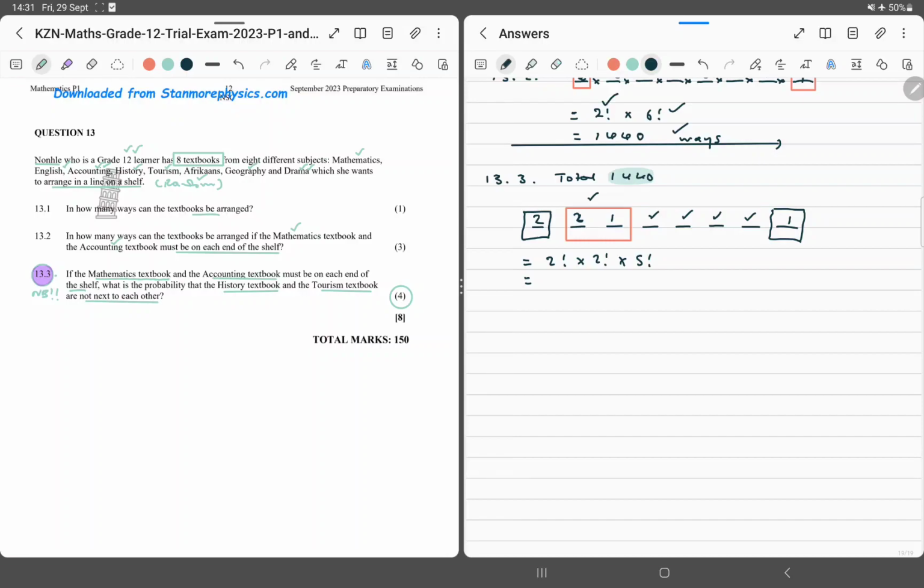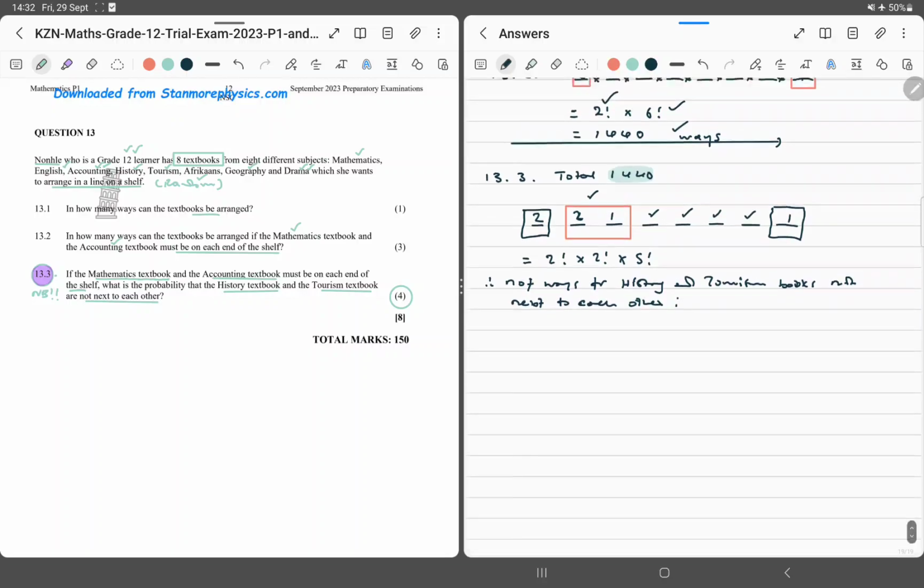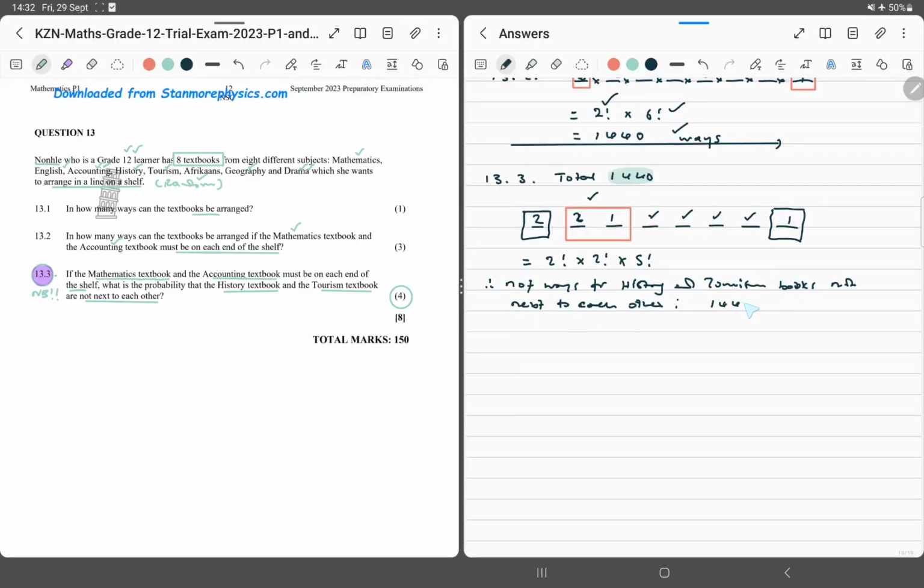Now we want the number of ways in which these things don't stay next to each other. That means from the total, we're going to subtract this to give us the number of ways that these things will not be next to each other, because that is the total. We can say therefore the number of ways for history and tourism books not next to each other is going to be the total, 1440, minus that business here. This is 2 factorial times 2 factorial times 5 factorial.